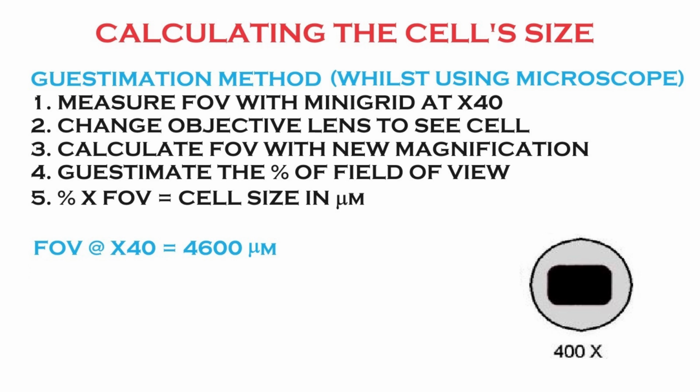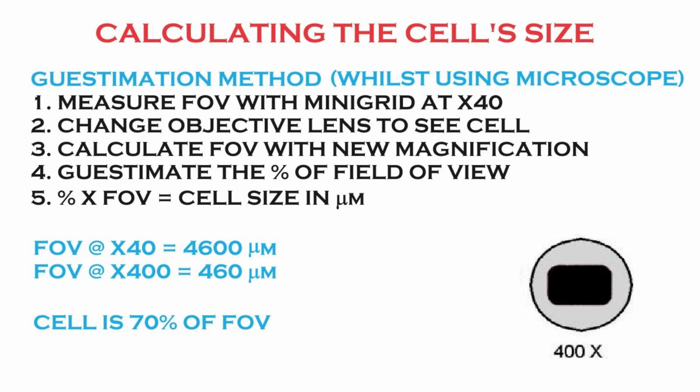So in this example, we know that the field of view at times 40 is 4,600 micrometers. If we're going to look at the cell at times 400, we know that the magnification is increased by a factor of 10, so we know that the field of view needs to decrease by a factor of 10. So 4,600 then drops down to 460 micrometers. I reckon that the cell takes up about 70% of that field of view, so 70% times 460 is 322 micrometers.